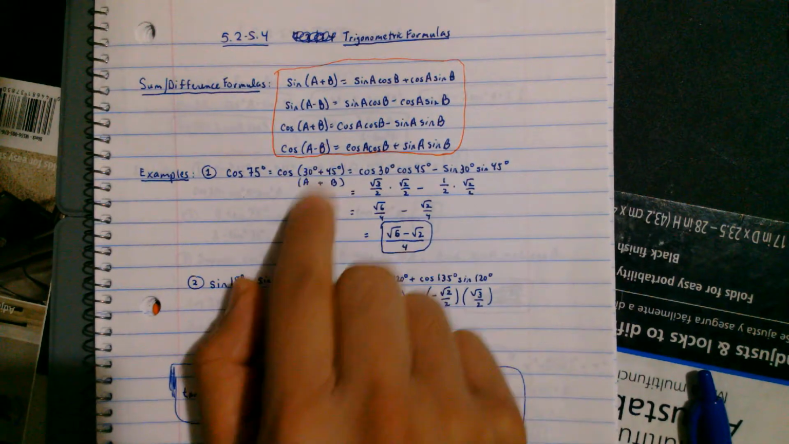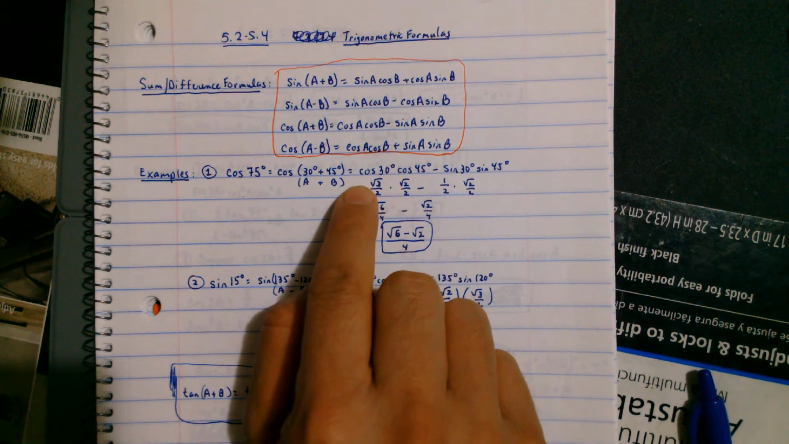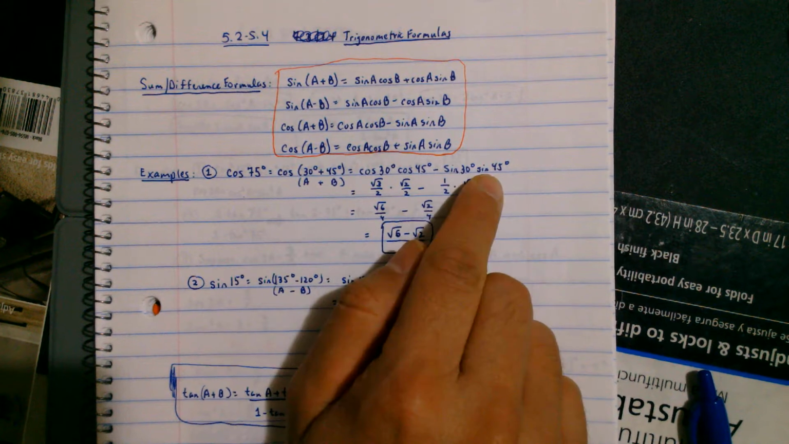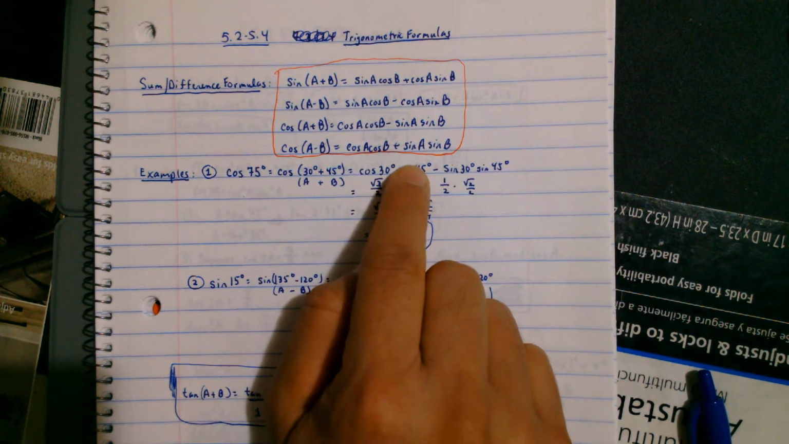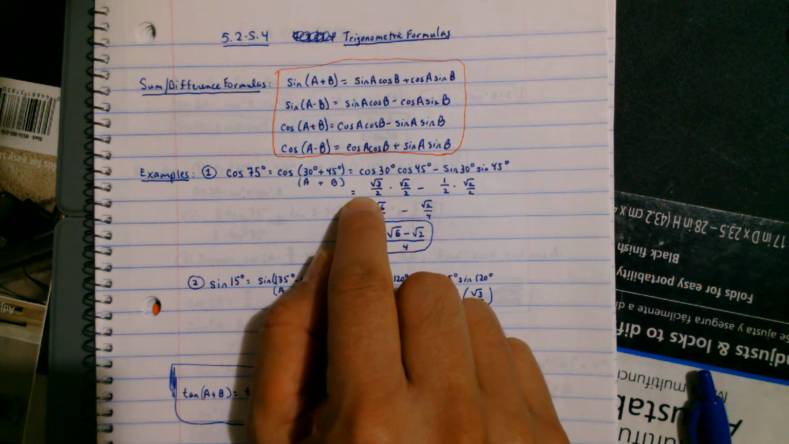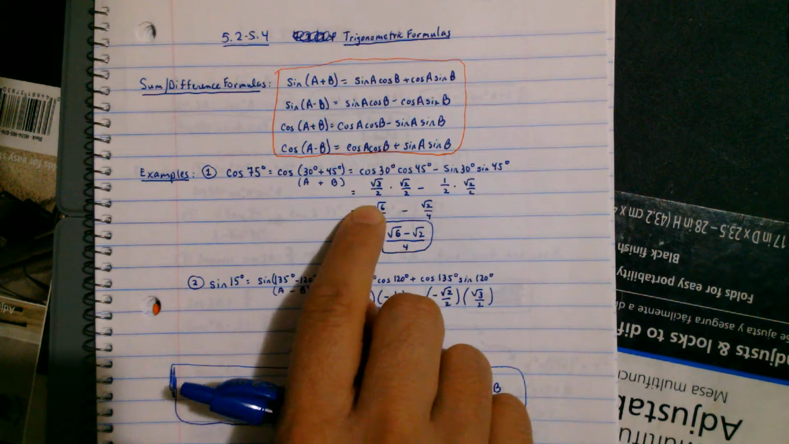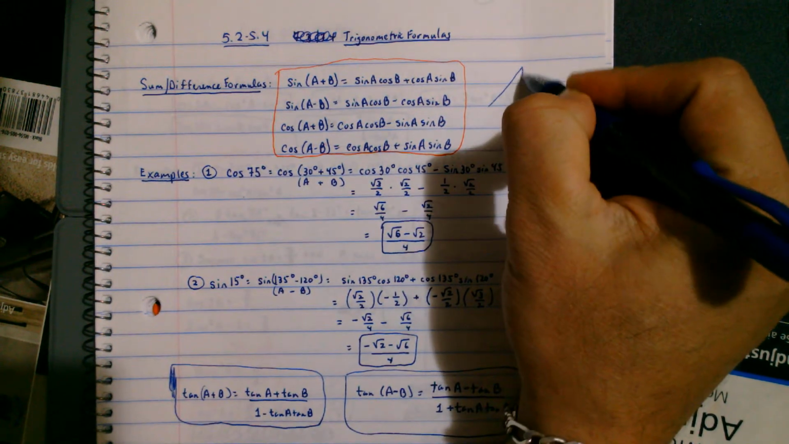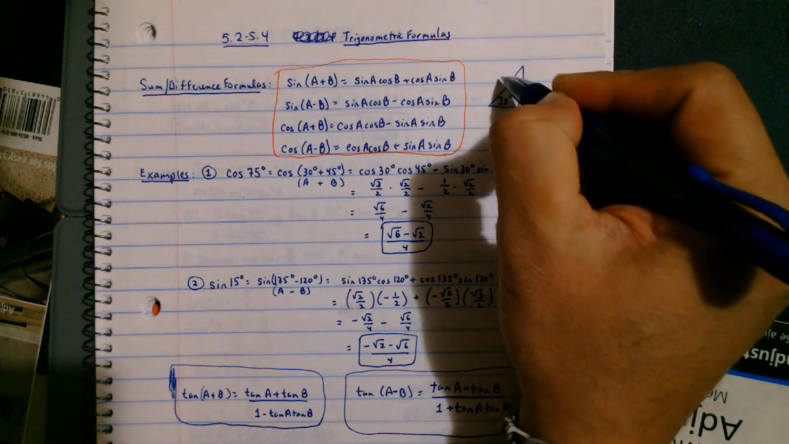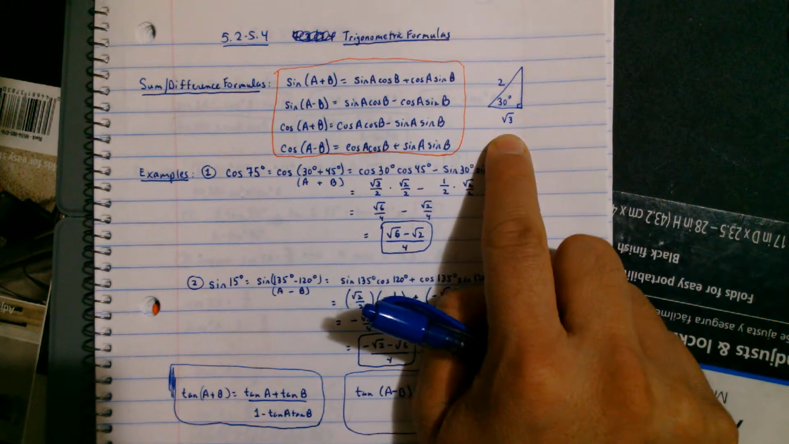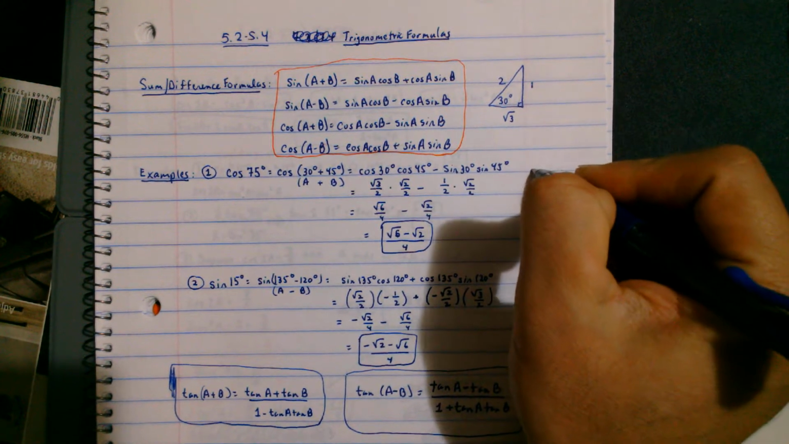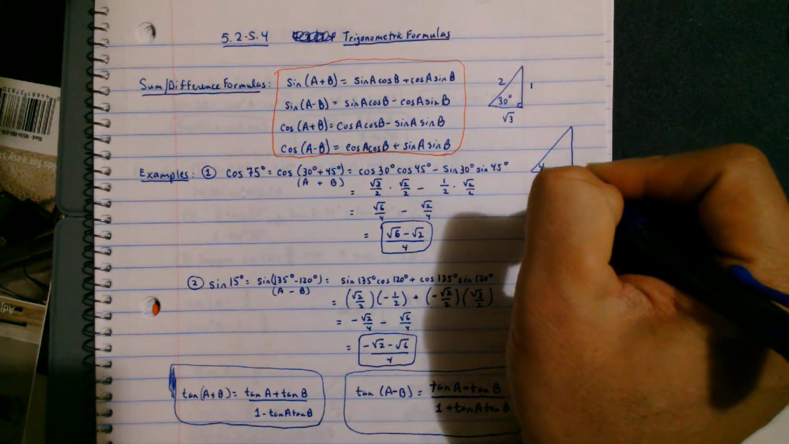So cosine A plus B here is cosine A times cosine B, where A is 30, B is 45, minus sine of A, sine of B, so 30 and 45. Cosine 30 and cosine 45, this is from chapter 4. All this is from chapter 4 here. Cosine 30 is the adjacent side of 30 divided by the hypotenuse. So just to refresh, do this really quick here. Adjacent, hypotenuse, opposite. 45.